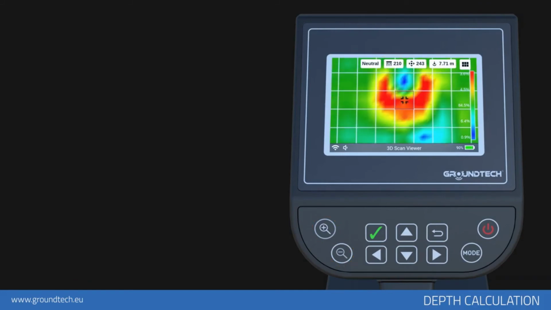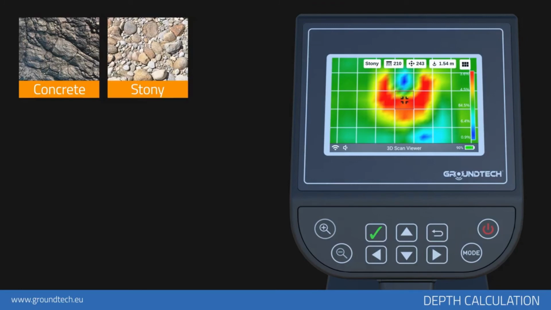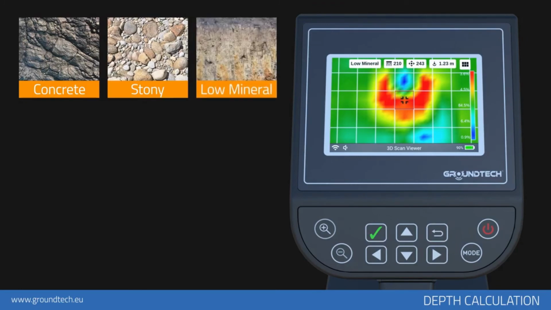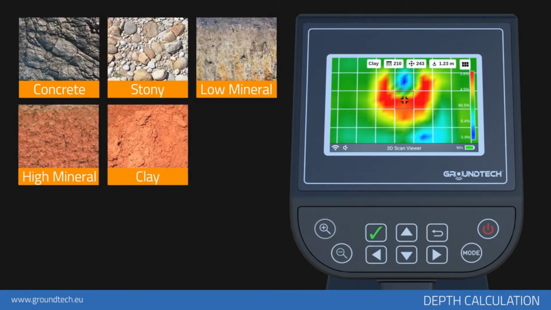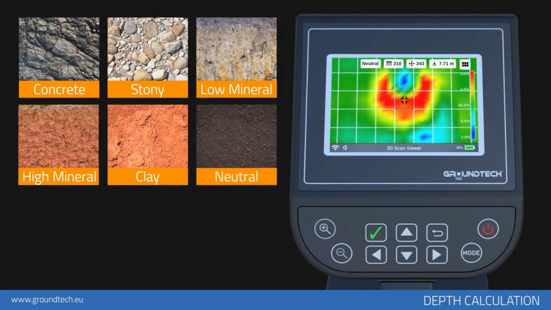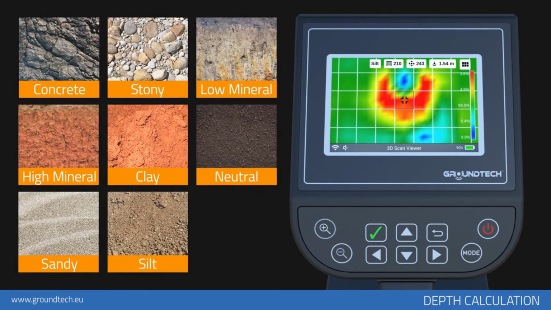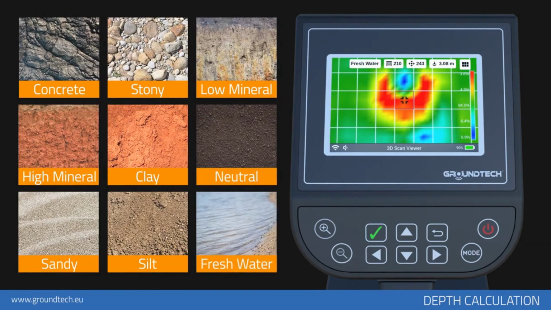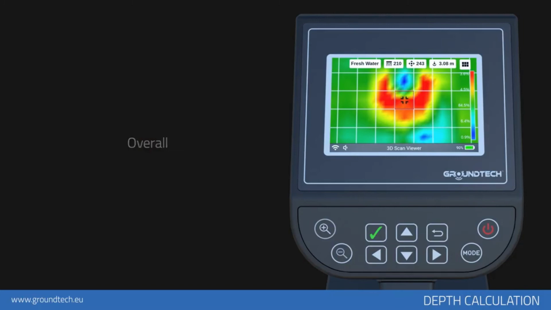For example, if the area you are working on is completely rocky, choose Concrete. If it is stony, choose Stony. If it is non-mineral, Field-like, choose Light Mineral. If it has high mineral concentrations, choose High Mineral. If you have no information or estimations about the type of soil, you can make several calculations in different options and compare them for a more accurate calculation.